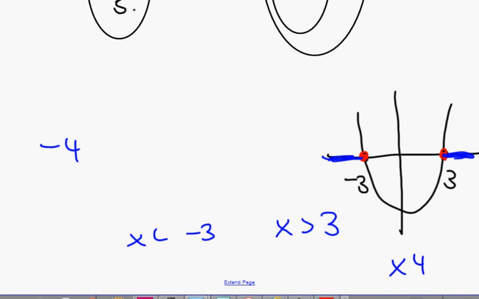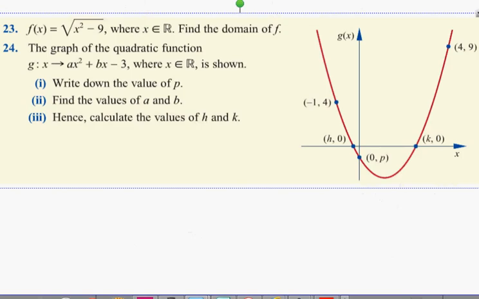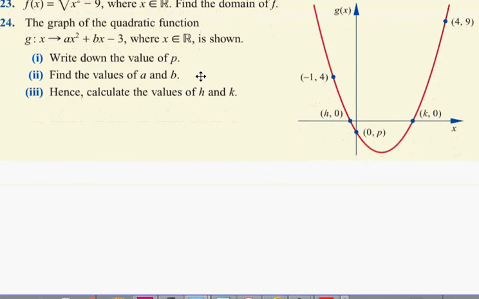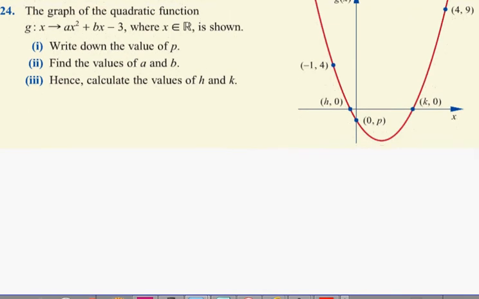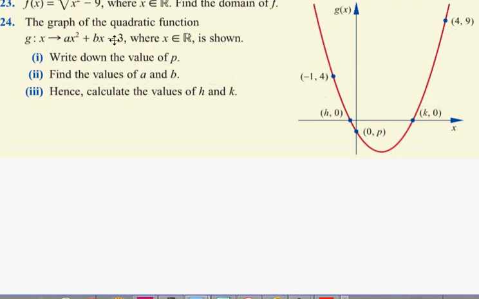Alright guys, moving on here. What we're going to have next is question 24. To graph the quadratic function g of x equals ax squared plus bx minus c, where x element R. This means x is any value. Fraction, negative number, decimal, doesn't matter. That's why it's a continuous line. Every x has a y value, so that's why it's a continuous line.